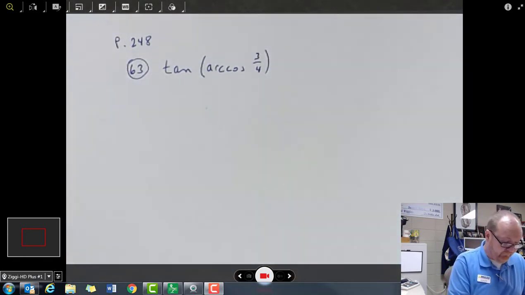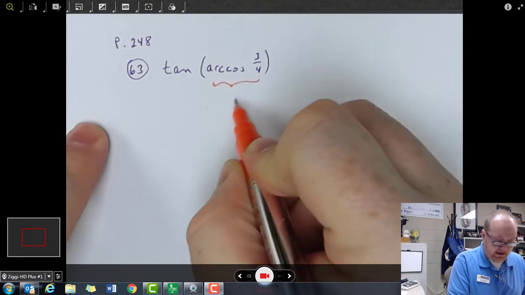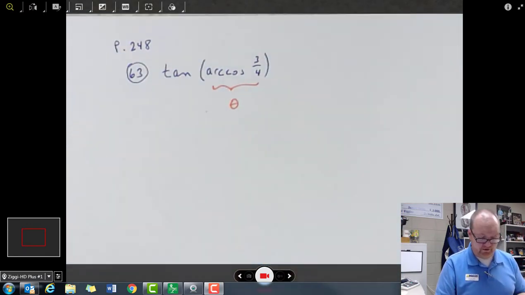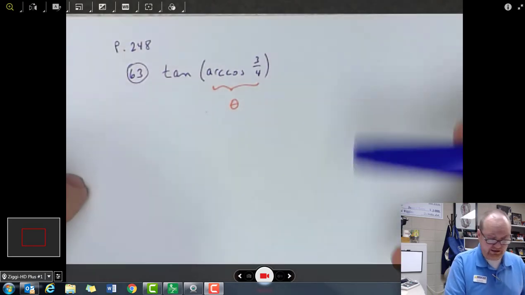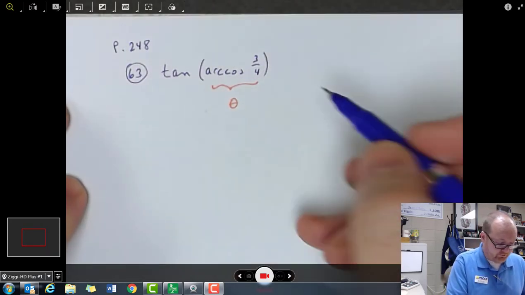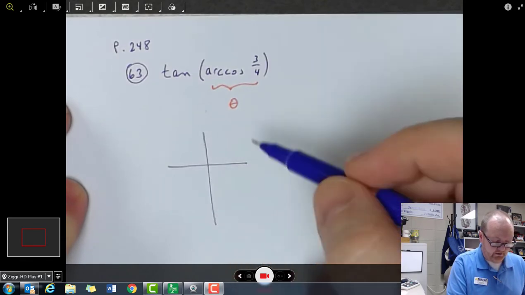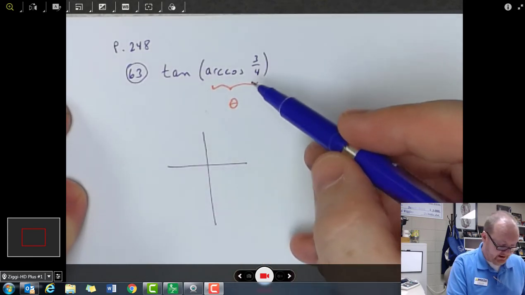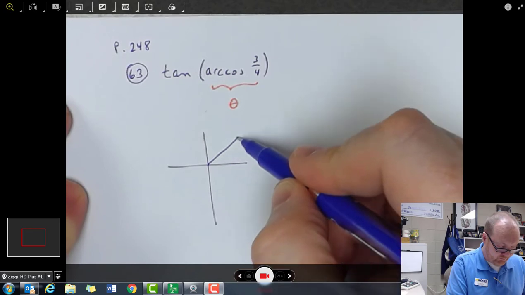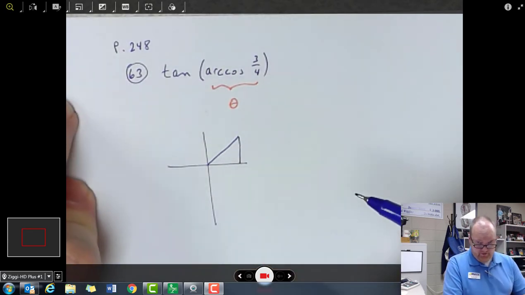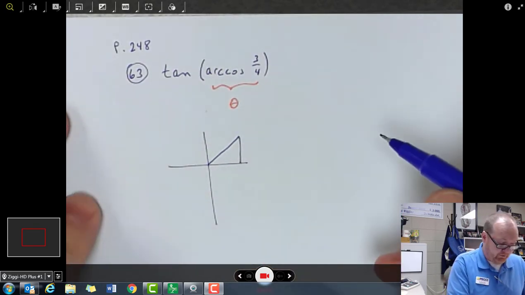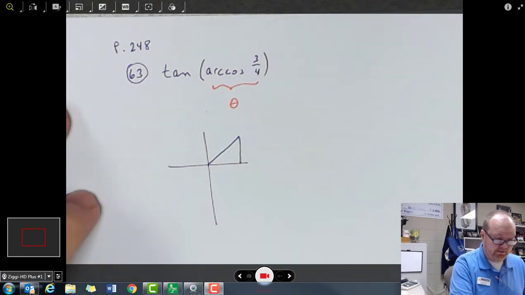And remember, inverse cosine takes me back to an angle. So this problem says there exists some angle whose cosine is 3/4. I want the tangent of that angle. So I'm going to draw me a triangle for that. Since this is positive, I'm going to draw it in a quadrant where cosine is positive, namely quadrant 1. And I'm going to label that, just like we've done in the past.